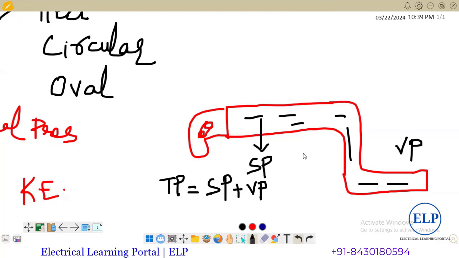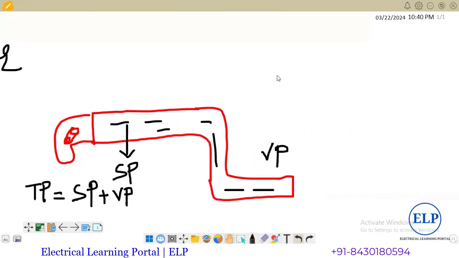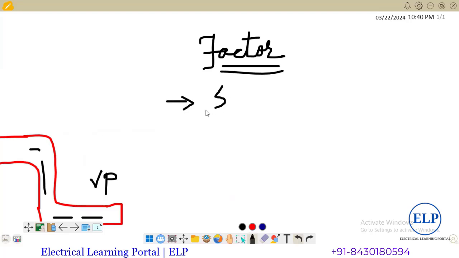Now, let us see some factors which are affecting our duct design. We have to design the duct system so that air can travel from one place to another place, but there are certain factors which have to be considered for designing the ducting system. Let me write down the major factors which affect the duct design. The very first factor is the space. Space is a very important factor here.